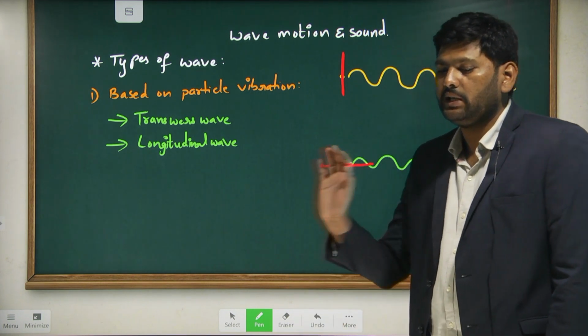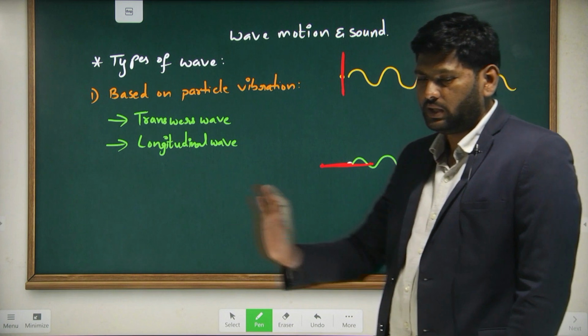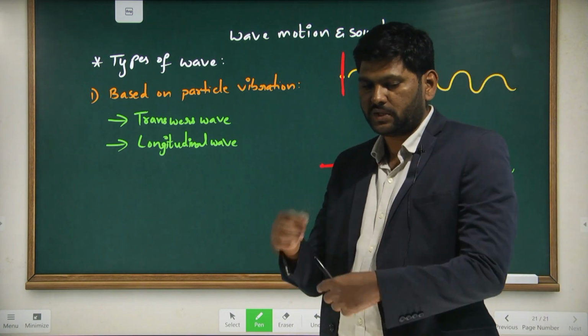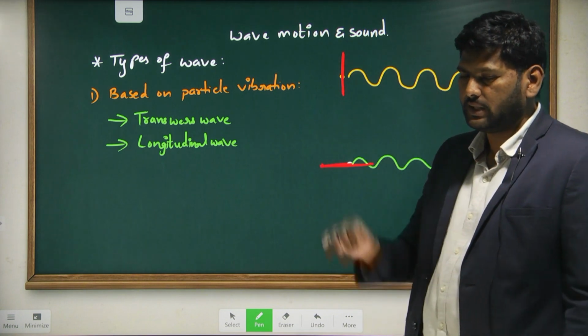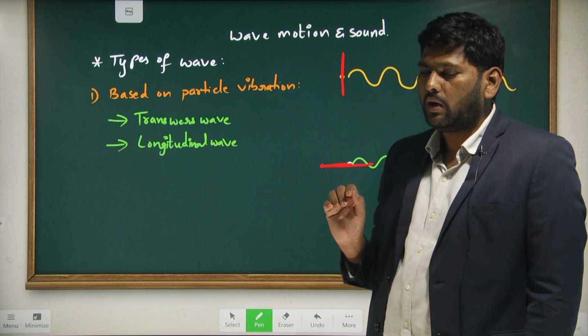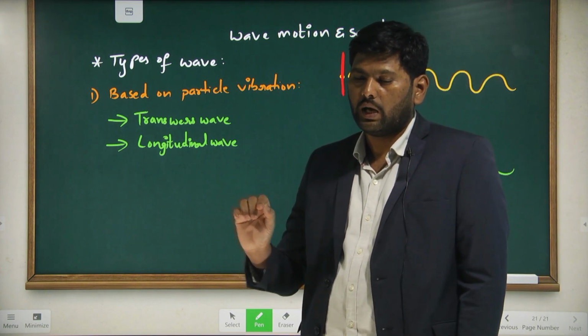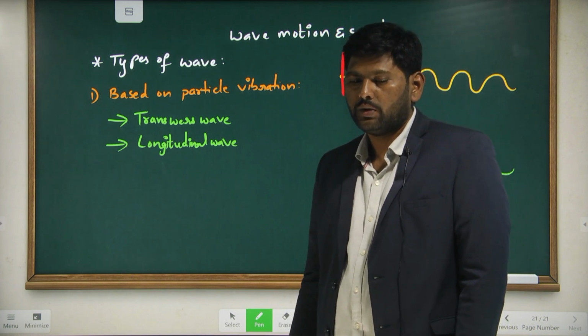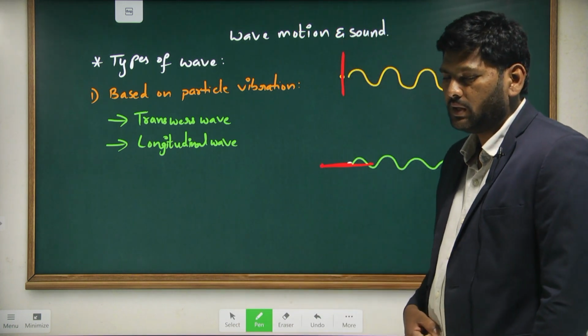And coming to the longitudinal wave, let me take a slinky. You know what is meant by slinky? The spring, the spiral springs. You play with that slinky. If you jerk the slinky, what is going to happen? All the particles will vibrate in the direction of the wave propagation. So that is one of the examples for what?